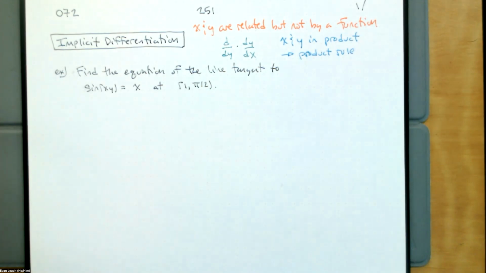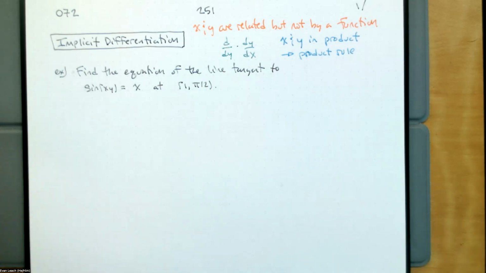So here's an example. Sine of xy is equal to x. The problem here is that we can't solve for y. We don't have a convenient way to solve for y in this equation. So I suppose we could use sine inverse, but using inverse trig functions introduces some problems that restrict our domain and all kinds of other things. So we're going to avoid all that. We're going to avoid this solving for y business, and we're just going to use implicit differentiation.